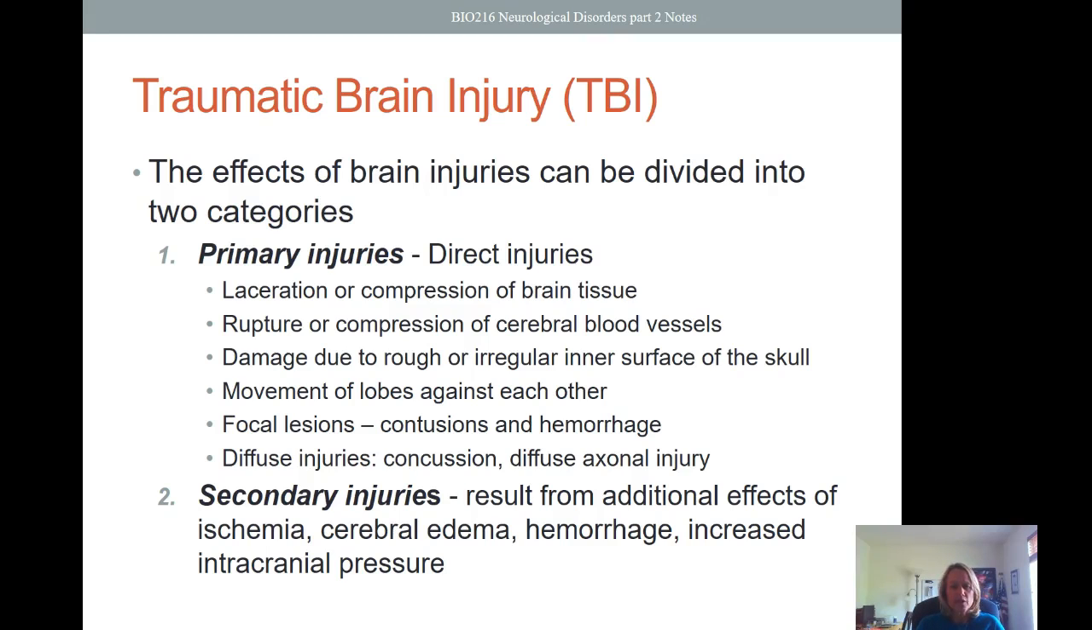The effects of brain injuries can be divided into two categories. The primary injuries, these are the direct injuries, such as laceration or compression of brain tissue, rupture or compression of blood vessels, movement of lobes against each other, focal lesions, including contusions or bruises and hemorrhage, and diffuse injuries, including concussion and diffuse axonal injury. Secondary injuries are a result of the additional effects of, say, ischemia, cerebral edema, bleeding, or an increase in intracranial pressure.